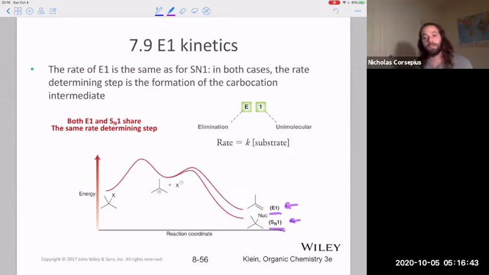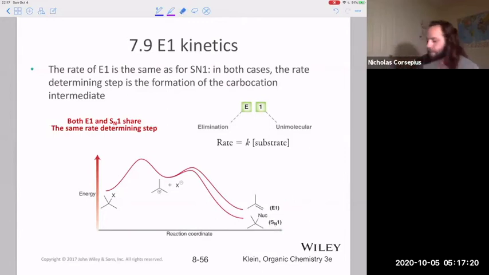The E1 product is a little bit higher in energy than the SN1 product. Why might that be? Well, what do we know about entropy of double bonds? They can't rotate freely, so they don't have the same rotational entropy. Not only that, but a pi bond isn't as strong as a sigma bond. So generally speaking, we would expect the E1 product to be slightly less favorable from a thermodynamic standpoint than the SN1 product, than the substitution product.